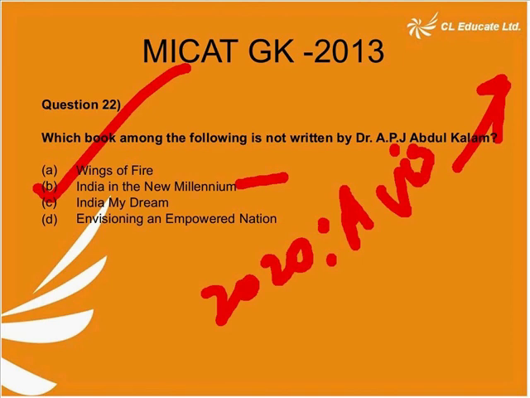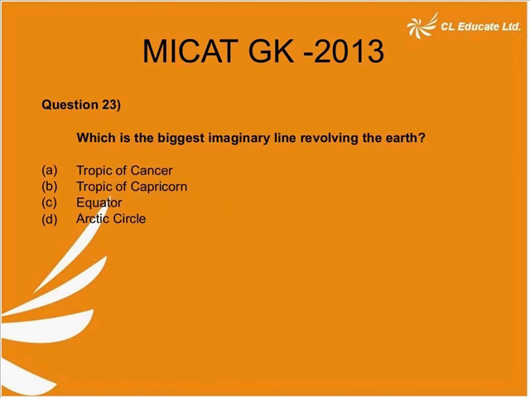Which is the biggest imaginary line revolving around the earth? Yes, absolutely correct. Equator is the biggest. It cuts Earth into two equal halves.